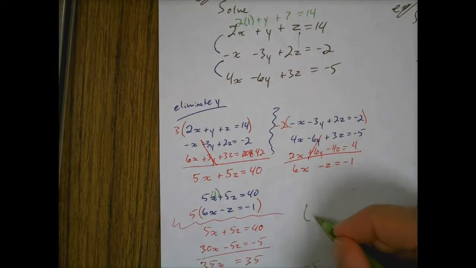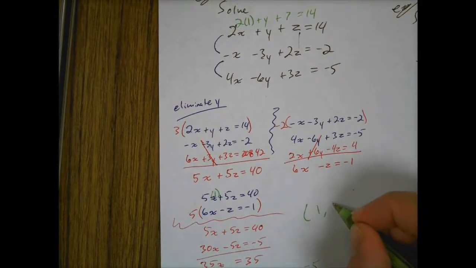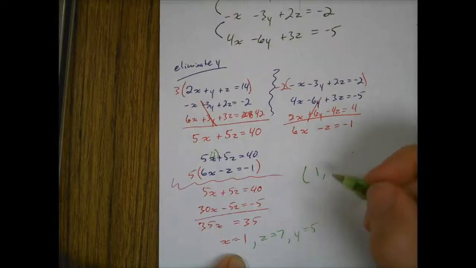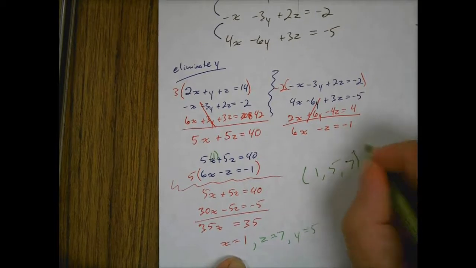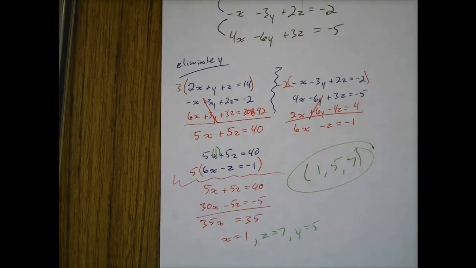Write this in numeric order. Sorry, not numeric order, in alphabet order. So x, y, z, so 1, 5, 7 is your triple ordered pair. This is always in alpha order.